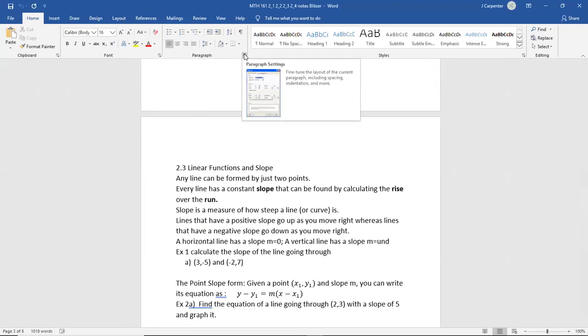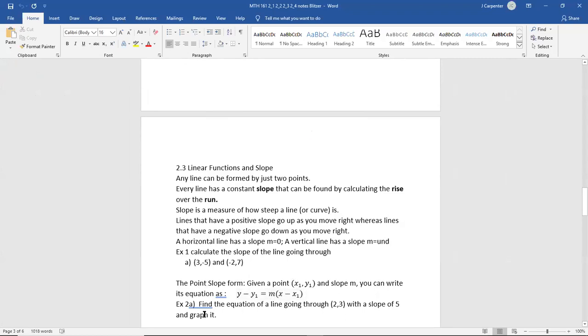In case you haven't seen it yet, we did start 2.3. We completed example 1. There were a couple other problems besides just this A. There were a B and a C. We discussed the point slope form for the equation of a line, how if we give you the slope and a point that it goes through, you can just put those three numbers into this equation.